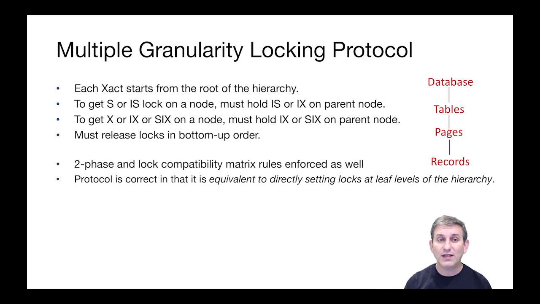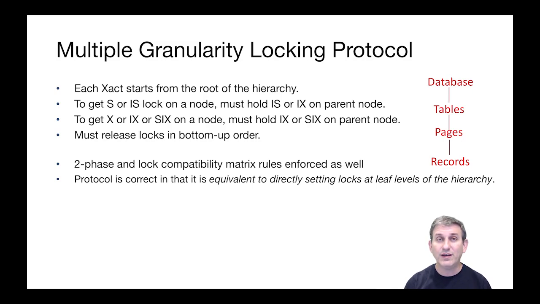And then the transaction runs, and eventually it releases its locks in bottom-up order to make sure that it's unlocking in the reverse order that it locked. So it locks top down in the hierarchy, and it unlocks bottom up in the hierarchy. We're going to have two-phase locking going on during all of this, and we're going to have our lock compatibility matrix rules enforced as well. And I'll show you the lock compatibility matrix for these intent locks in just a moment.